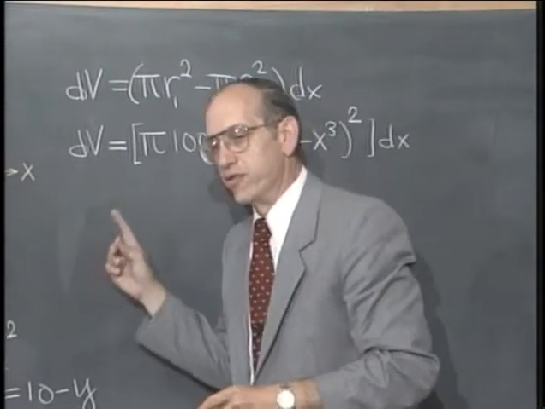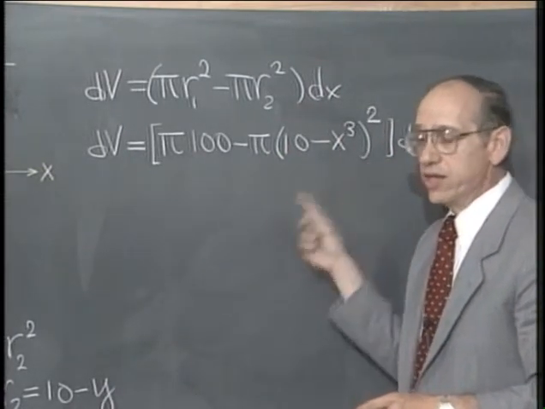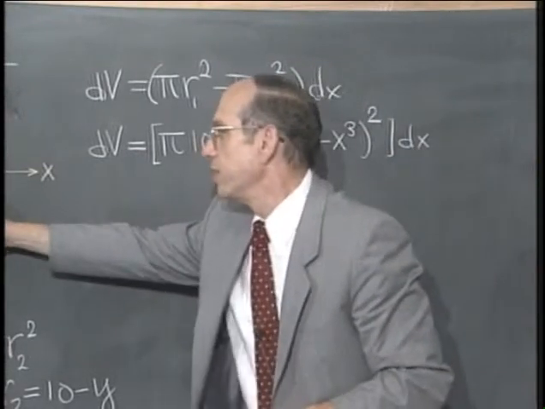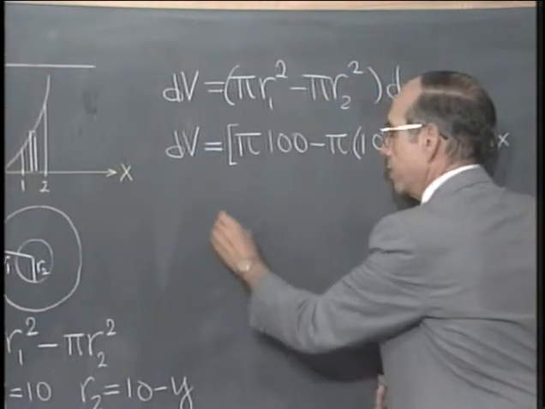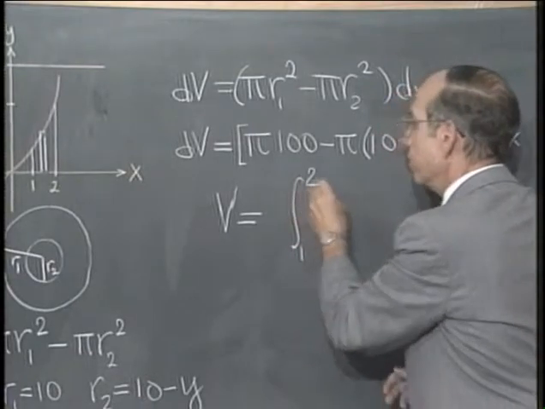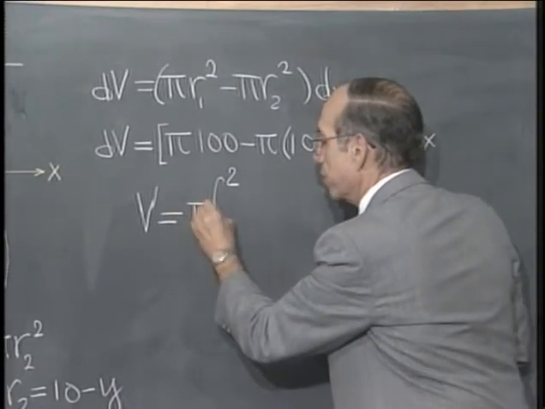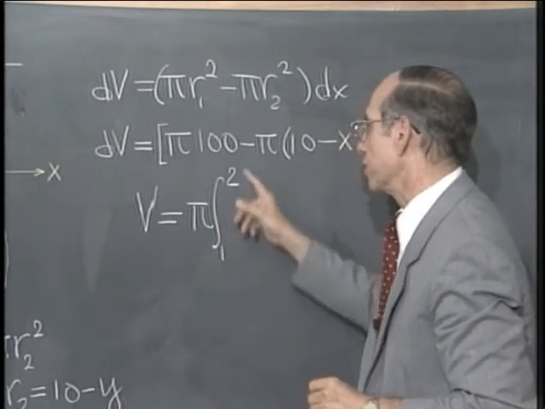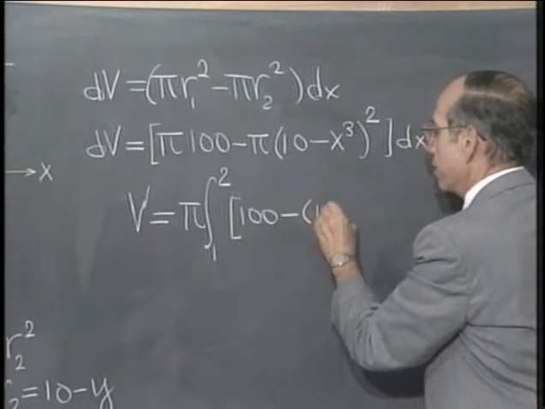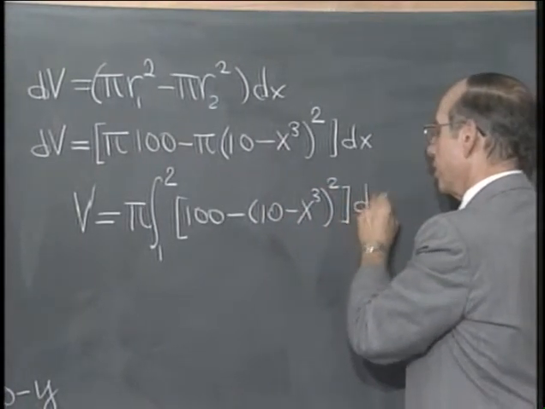Again, to find the volume, we have to add up all these differentials, meaning we have to take the integral of dV over the region in question, which is from x equals 1 to x equals 2. So the volume is the integral from 1 to 2. Now here you see we have a pi here and a pi here. Let me factor that pi and put it out in front. The volume is equal to pi times the integral from 1 to 2 of 100 minus 10 minus x cubed all squared times dx.